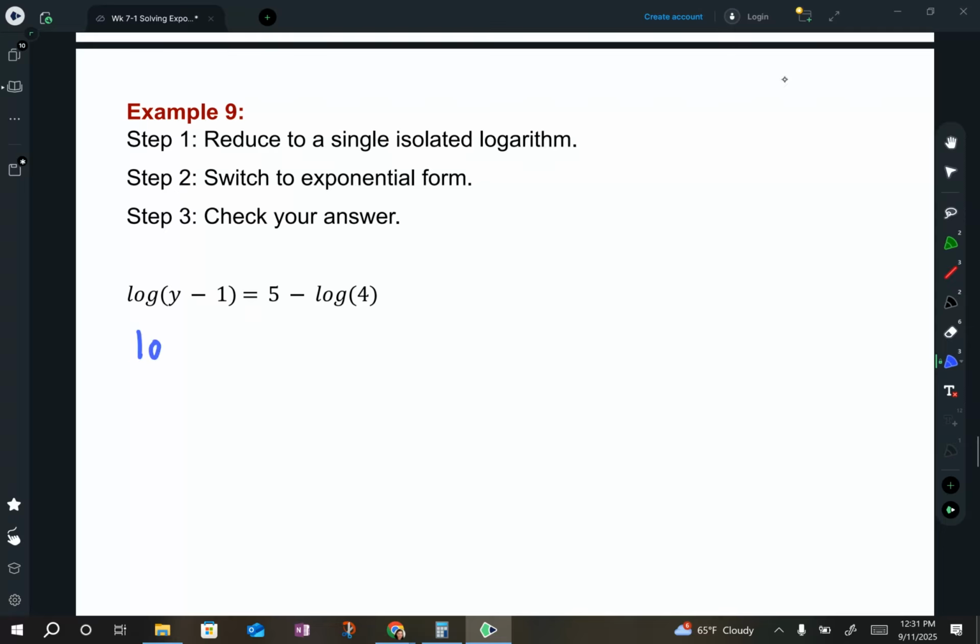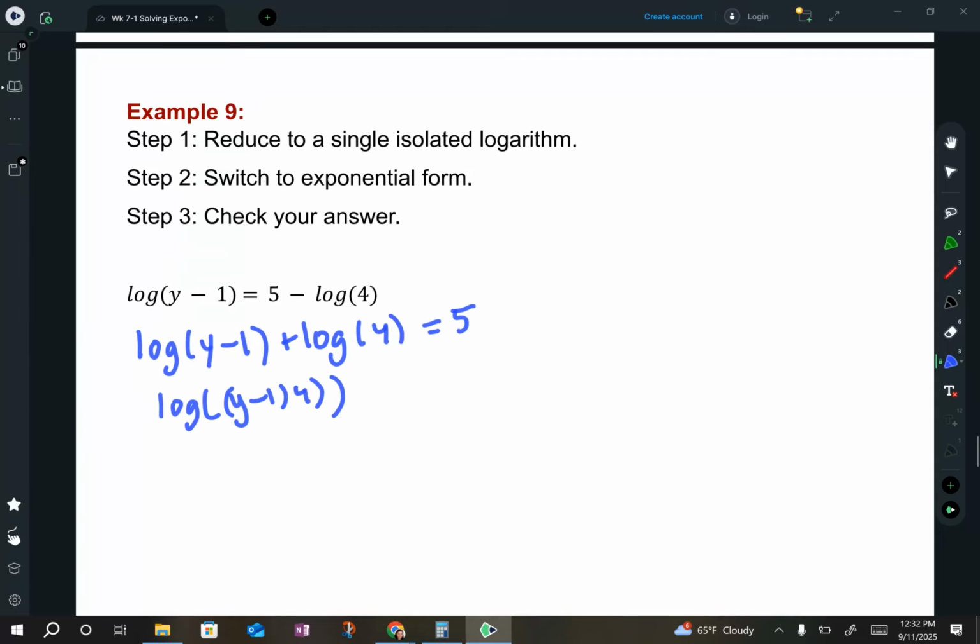The first thing I'm going to do is add that log 4 to the other side of the equation. And now I'm going to use my multiplication property of logs to write log of y minus 1 times 4 equals 5. So now I'm going to rewrite using exponential form. My base is 10. So 10 to the 5th equals y minus 1 times 4.